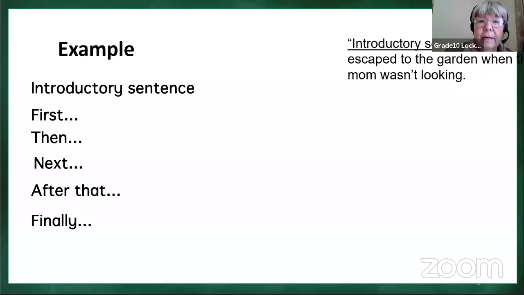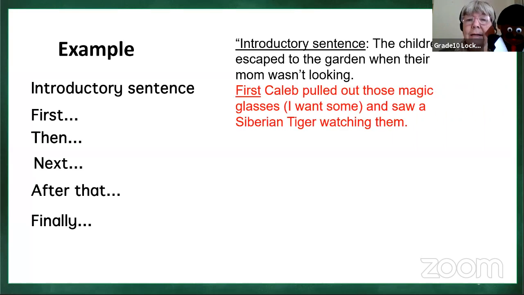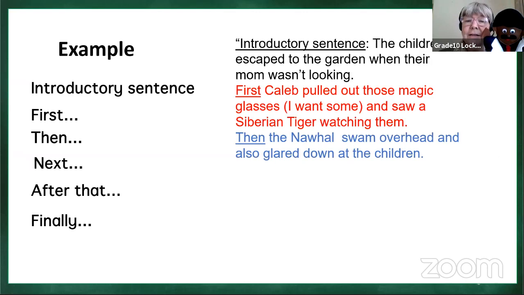Okay. This is what Grandpa wrote. The children escaped to the garden when their mom wasn't looking. I like that one. First, Caleb pulled out those magic glasses. I want some. And saw a Siberian tiger watching them. Right, good. Then the narwhal swam overhead and glared down at the children. I like that.